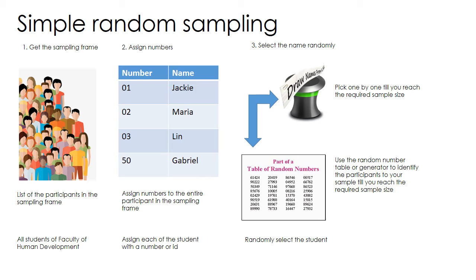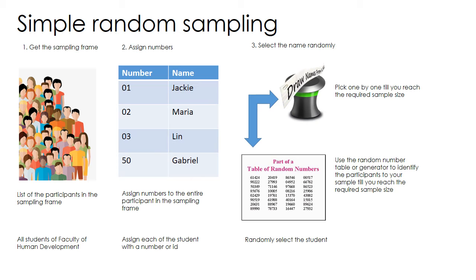Firstly, you write all the names and put them in a bowl or in a box, and you randomly pick the number or the name from the pool of names, from the hat or from the bowl. Okay, so you pick one, followed by the second, until you reach your sample size requirement. Or the other way around is you can use the table of random numbers, or you can use the random number generator to identify the numbers of your sample. And then from there you identify who the participant is.